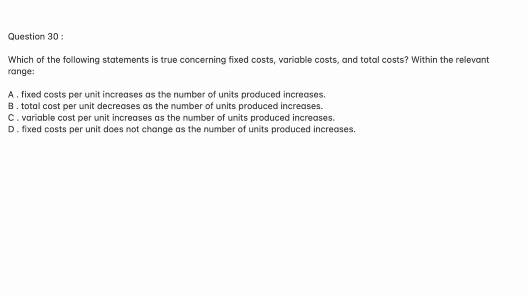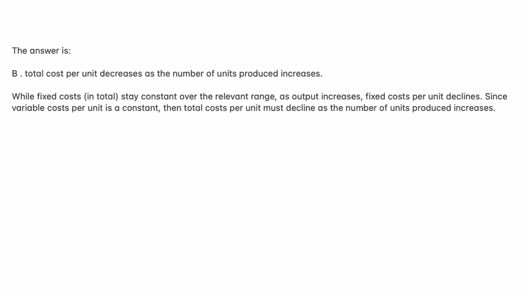B. Total cost per unit decreases as the number of units produced increases. C. Variable cost per unit increases as the number of units produced increases. D. Fixed costs per unit does not change as the number of units produced increases. The answer is B. Total cost per unit decreases as the number of units produced increases.